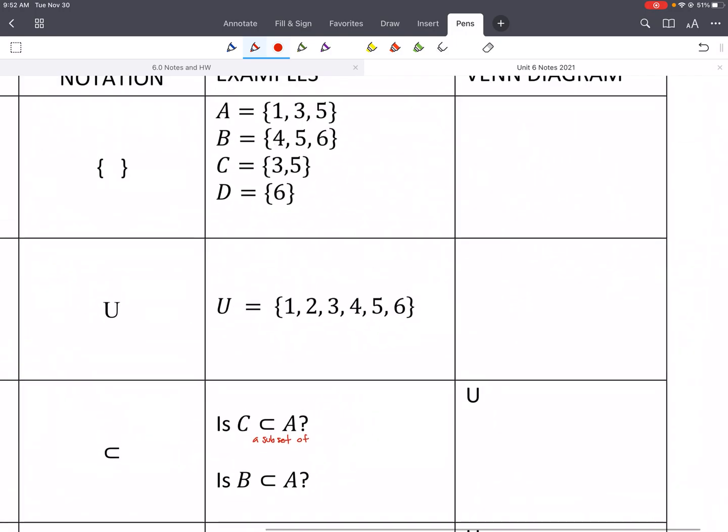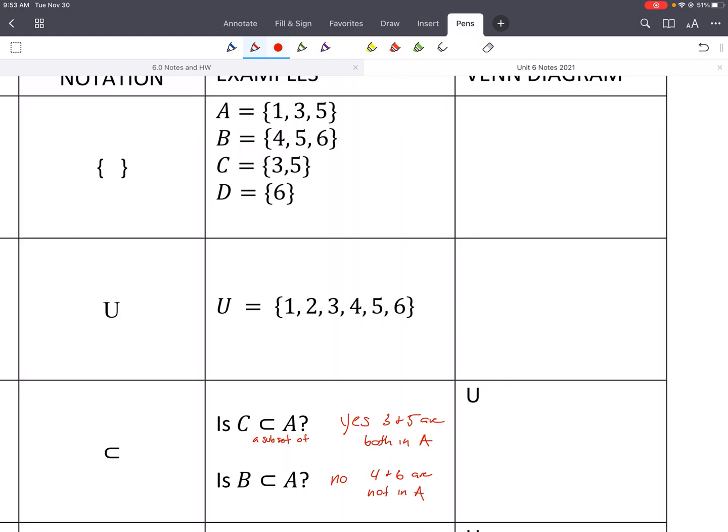Well, let's look at our sets. C is 3 and 5, and A is 1, 3, and 5. So is all of C in A? Yeah, because 3 and 5 are also in A. So we'd say yes. 3 and 5 are both in A. Okay, what about the next one? Is B a subset of A? Is all of B inside of A? It's not, because 4 and 6 are not in A. So we'd say no. We could say 4 and 6 are not in A.